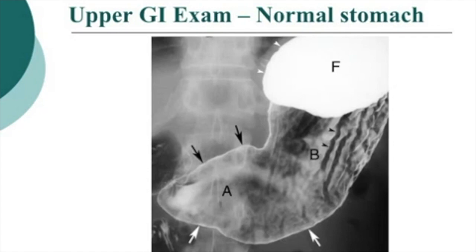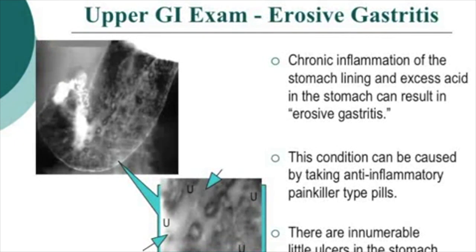Little black arrowheads point to normal folds of the lining of the stomach. The first part of the stomach, called the fundus, marked by the letter F, is filled here with dense white barium. This is an image of a patient with erosive gastritis.